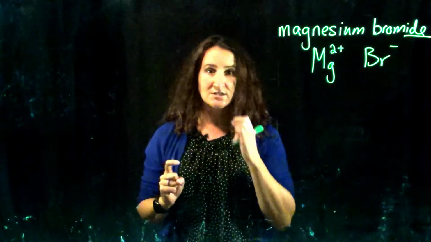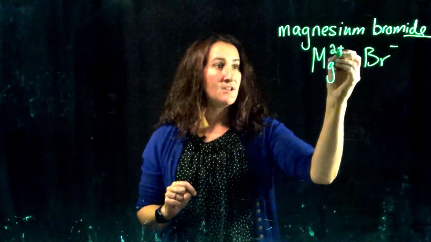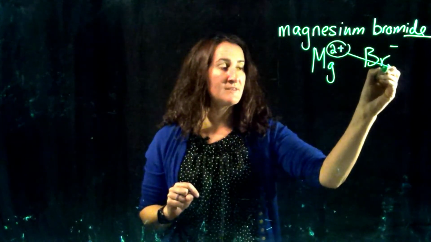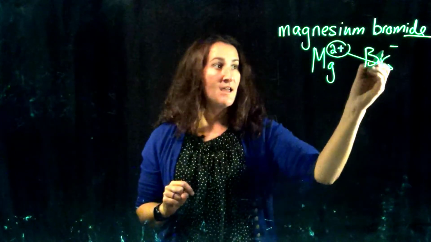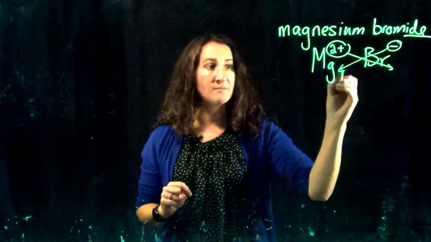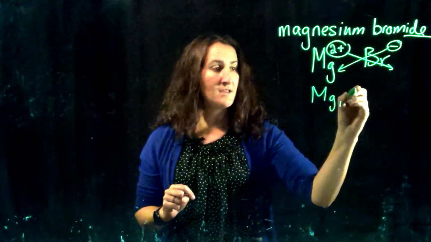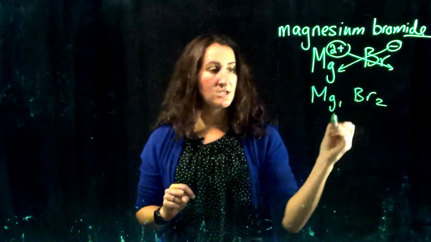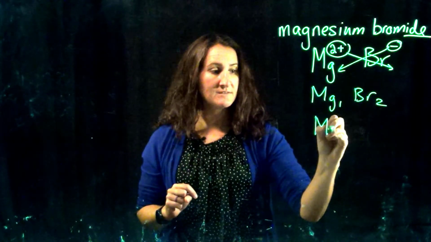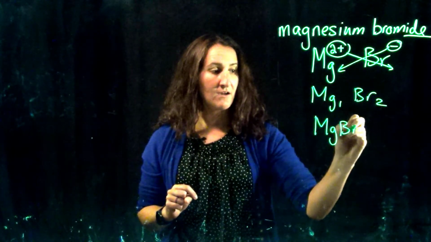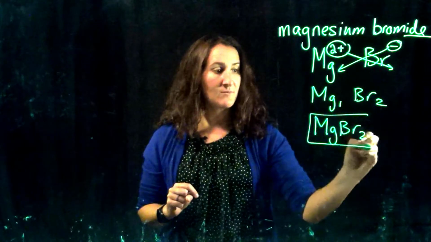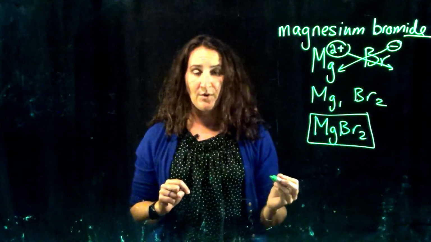Now let's cross the charges and figure out what compound is formed. So the 2 from the 2+ comes as a subscript for the bromine. The 1 becomes a subscript for magnesium. So it's Mg1Br2. But we don't write the ones, so it's just MgBr2. And that's the chemical formula for magnesium bromide.